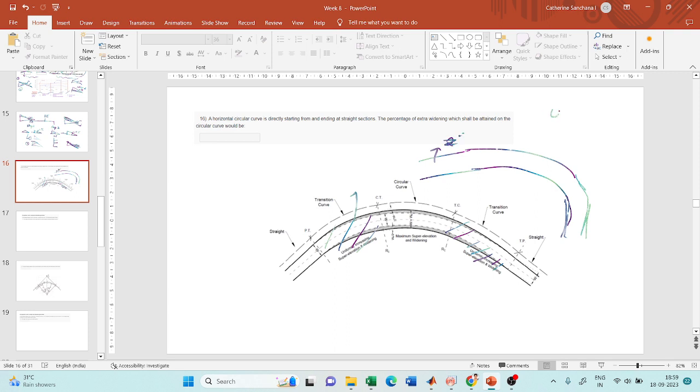Two-thirds. So if your extra widening is WE, you have to introduce two-thirds of this extra width gradually in the straight section itself, at a uniform rate. So at the end of the straight section, your entire width will be W plus 2/3 of WE. And the remaining one third you will provide after the circular curve has started.